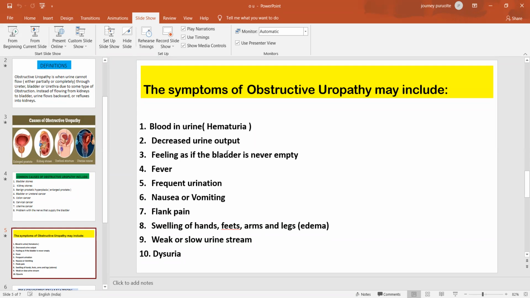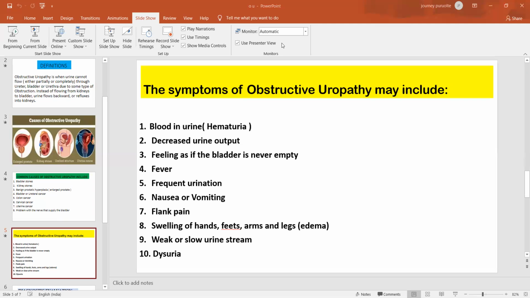So the symptoms of obstructive uropathy include, obviously if there is an obstruction in the bladder, in the urethra, in the ureter, wherever there is obstruction in the urinary system, then there will be hematuria, that is, presence of blood in the urine, because of the obstruction there can be bleeding. So blood in the urine. And then there will be decreased urine output. Obviously with obstruction, the amount of urine that can be excreted will be less, okay, there will be decreased urine output.